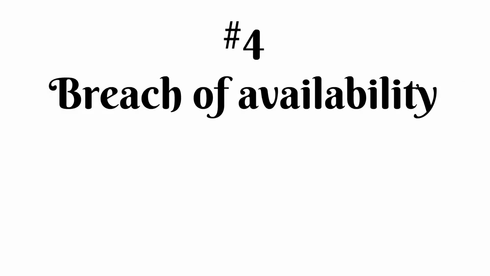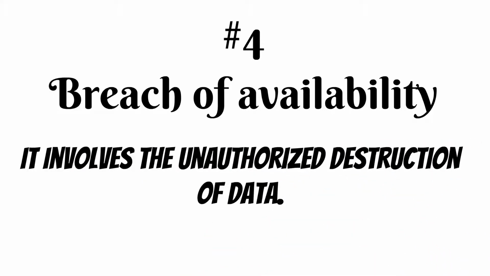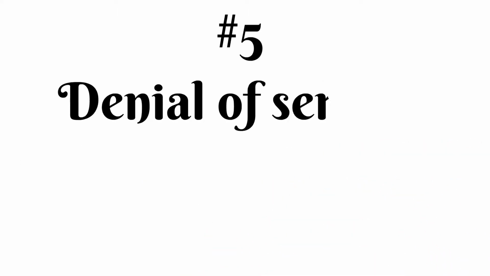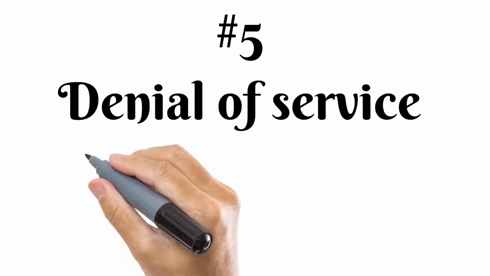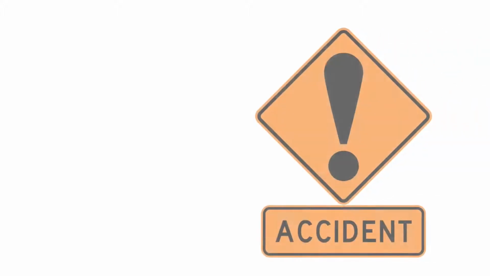Number 4. Breach of availability. It involves the unauthorized destruction of data. Number 5. Denial of service. It includes preventing legitimate use of the system. Some attacks may be accidental.